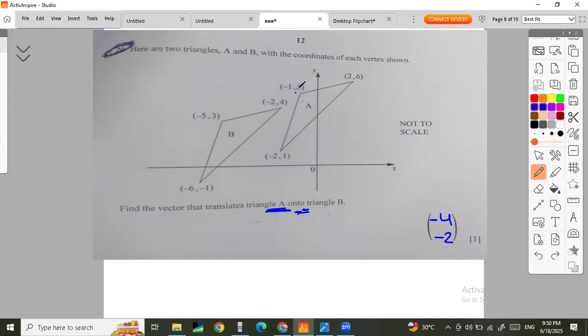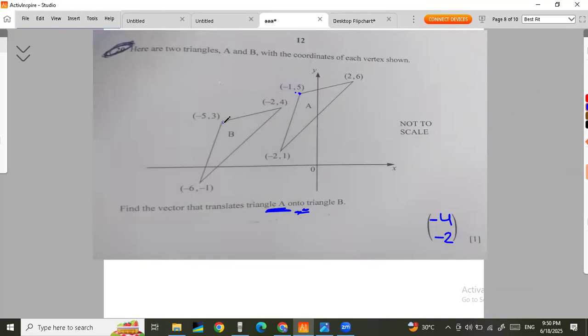What happened? A, let's take these two vertices. From A, it was -1. It went to -5. Moved 4 left. So I have -4. We're taking first the X. The Y, what happened to the Y? It was a 5. It became a 3. We're talking about this vertex, which became this vertex. So the 5 became a 3.